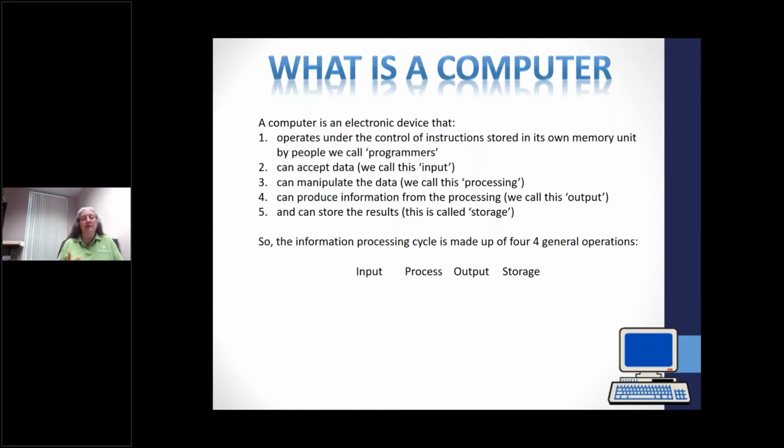A computer can accept data, which is called input. It can manipulate that data, which is called processing, and it can produce information from that processing, which is called output. Any of that data that is stored on the computer is called storage. So there are basically 4 functions or operations that a computer will do: input, process, output, and storage.